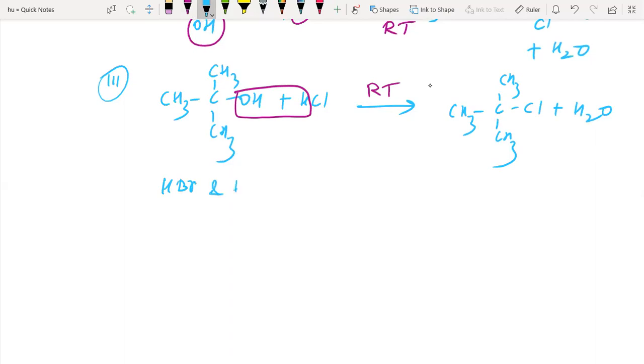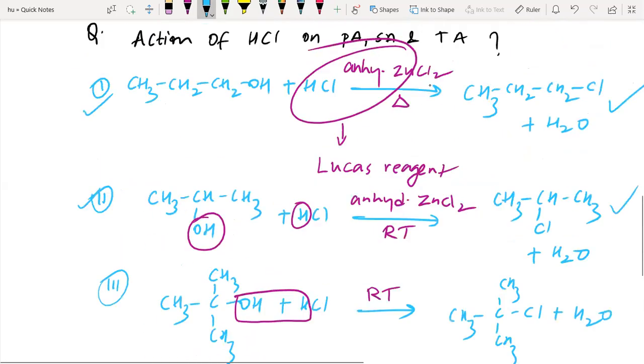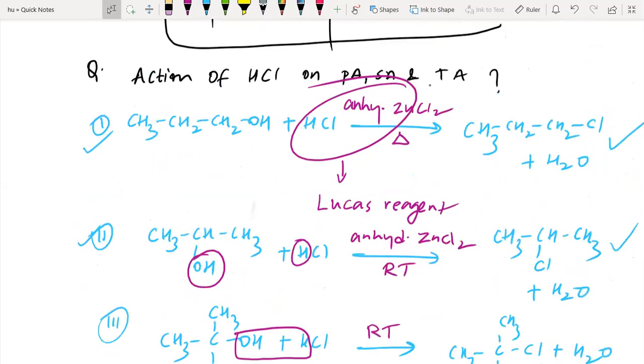Same way we can do with HBr and HI. What you have to write on the arrow, I have already given in that table. So it's easy now to write the reaction. Next we'll go for the next reaction.